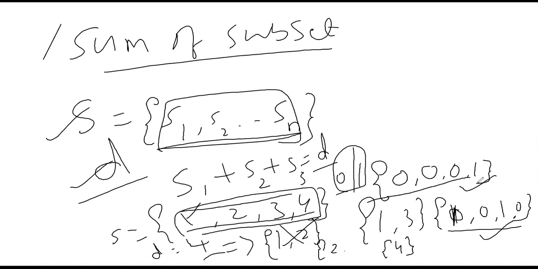So this is a given problem where you need to identify the subset whose sum should be equal to a given positive integer, that is d. Am I clear with the problem statement? Is the problem statement clear?